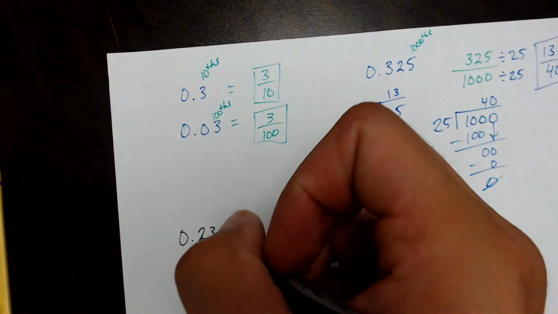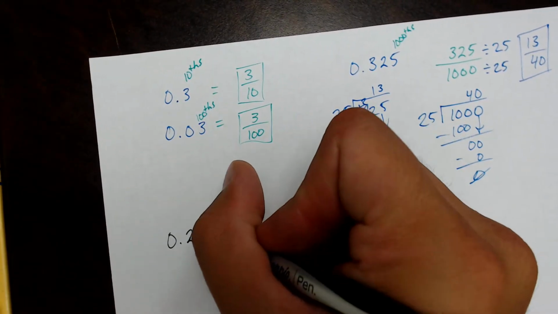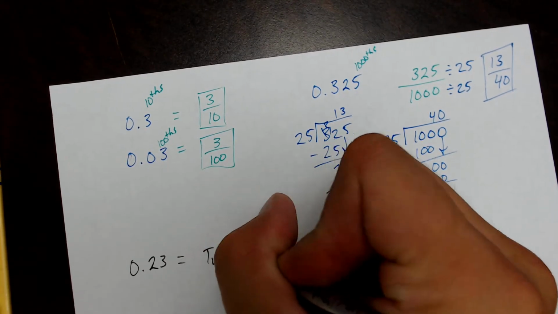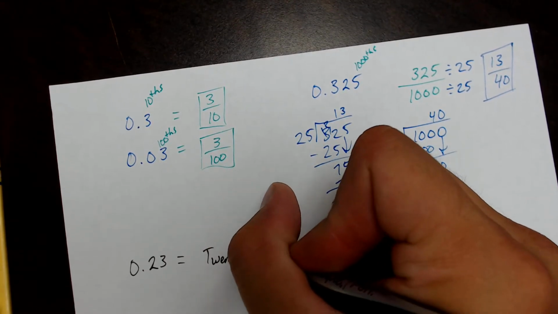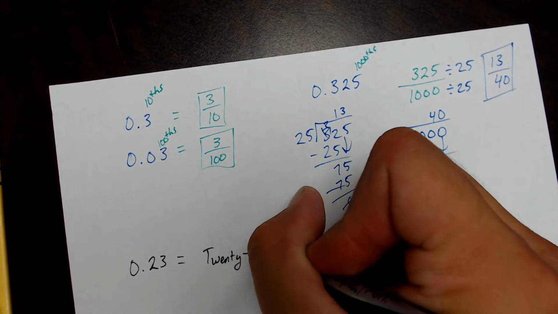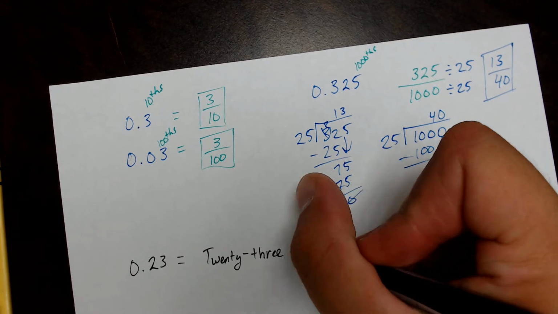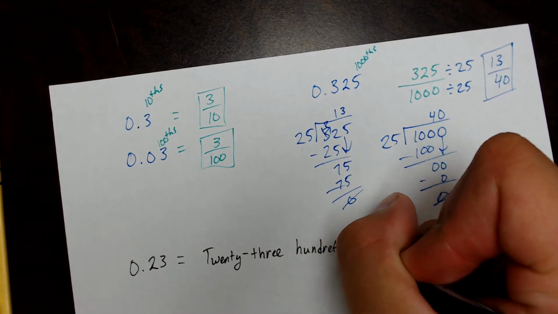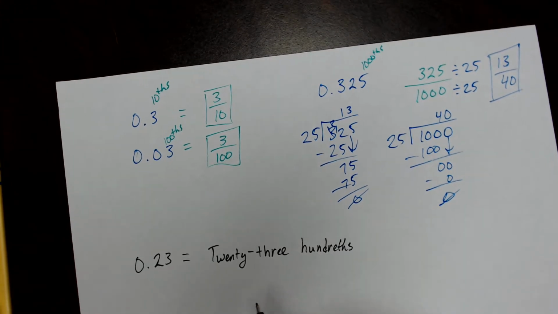So this, to be written in words, I would just simply write 23. Wait, is 23 a hyphenated number? I think it is. Yeah, I'll go ahead and hyphenate it. 23, and then I put the word hundredths. Right, and that is that decimal number written with words.